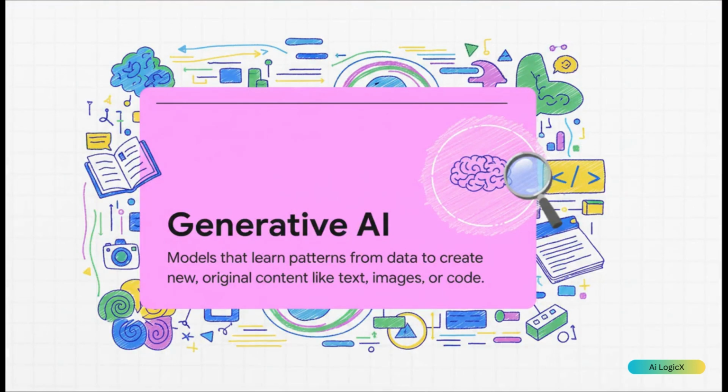Okay, so first things first, what are we even talking about? Put simply, generative AI models are basically just incredible pattern-finding machines. They sift through mountains of data, like all the books ever written or a billion images, and they learn the hidden rules, so they can then create something totally new and original, all in that same style.